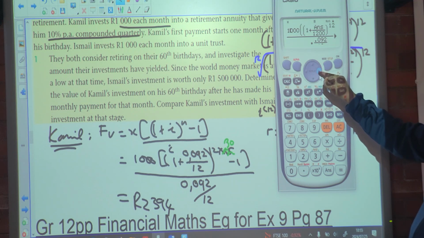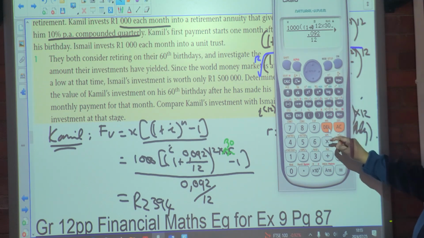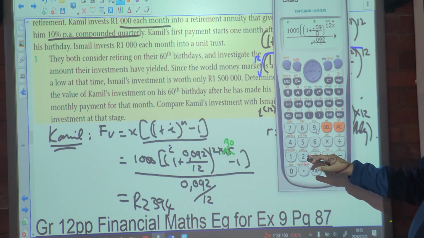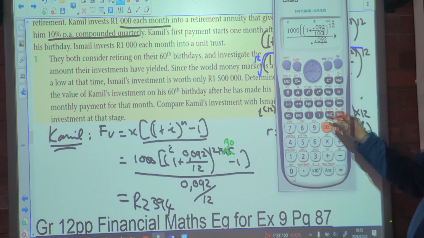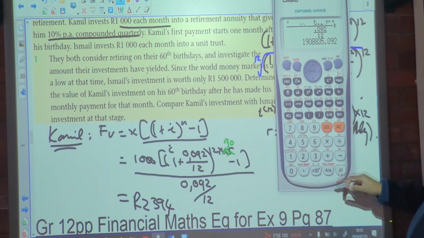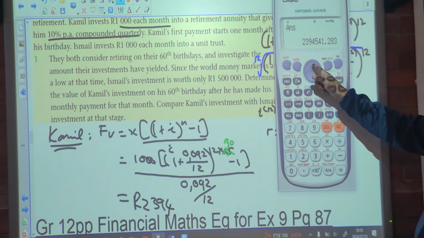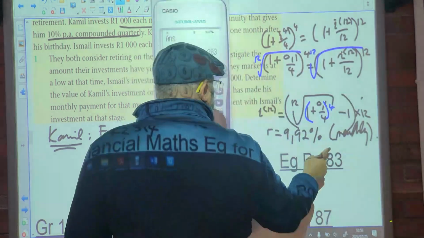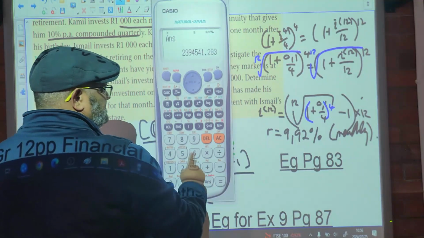It's an investment of 1,000. They got 0.092 over 100, or over 12. So 1,908,800, is that one? Yes, sir. But in the textbook, it's different. Yeah, in the textbook, it's 2,000,000. Isn't that the answer? 2 million? 222,000. Did I get the answer that I have here? Yes. Okay, let me just check again.